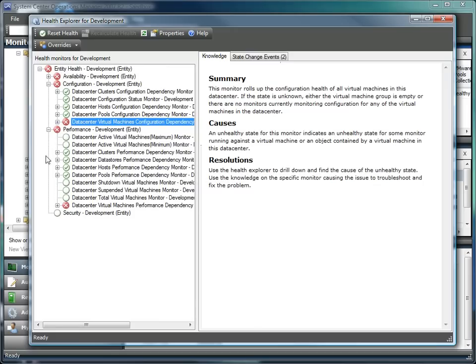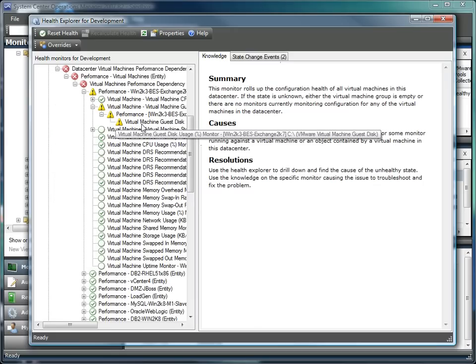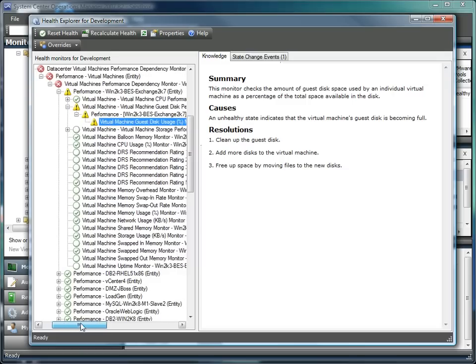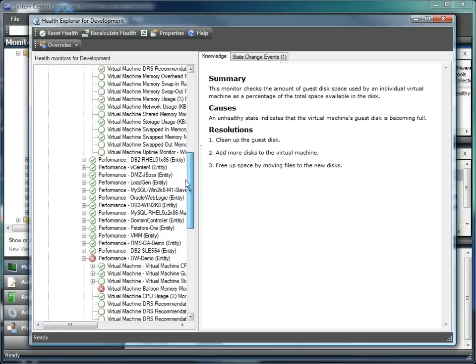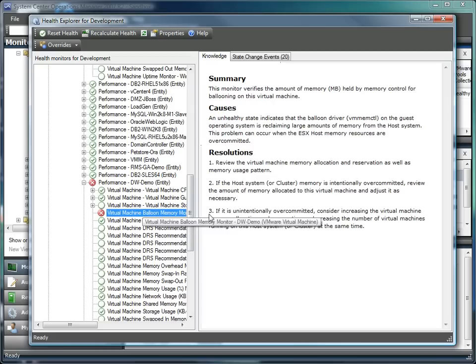Moving on to performance, we can see that we have virtual machines where the guest disk is overused, as well as one virtual machine where the balloon driver is running a little too hot. For each monitor, we have detailed knowledge base articles that describe what the monitor is, why it would be alarming, and how to go about fixing the errors being reported. This KB is crucial to effective triaging of issues because whether you are a VMware expert or not, the knowledge base helps you determine where to send the issue for further investigation.